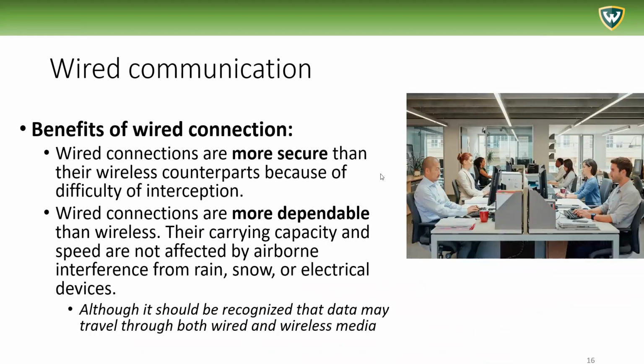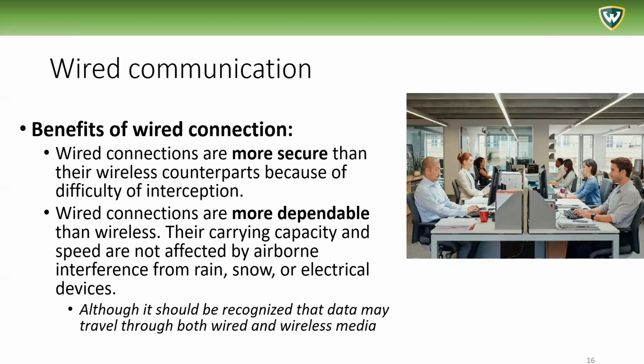Benefits of wired communication. Wired connections are generally more secure than wireless connections because of the difficulty of interception. The wired connection has that one wire that, to be intercepted or somehow disrupted, would need physical connection to the wire. A wireless connection can be intercepted because the radio waves are in the air and other devices may connect to it or somehow hinder or disturb it.